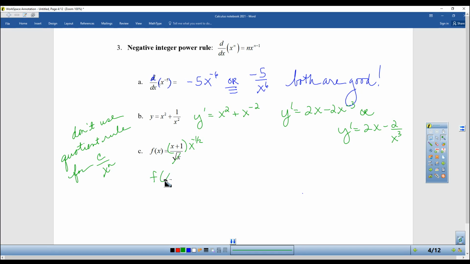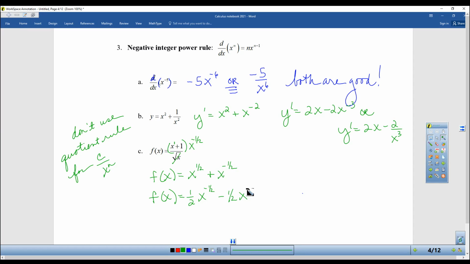And then I would distribute that. So x to the 1 times x to the negative 1/2 is x to the 1/2. And then 1 times x to the negative 1/2 is x to the negative 1/2. And now this is not so hard. 1/2 x to the, be careful, what's 1/2 minus 1? Negative 1/2.